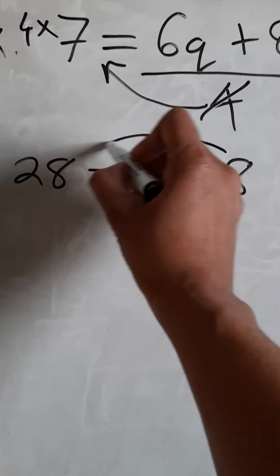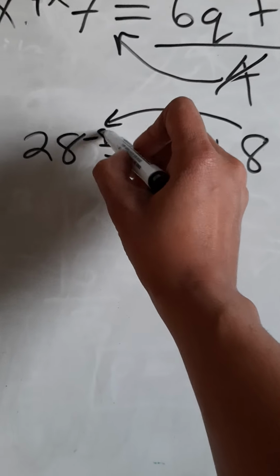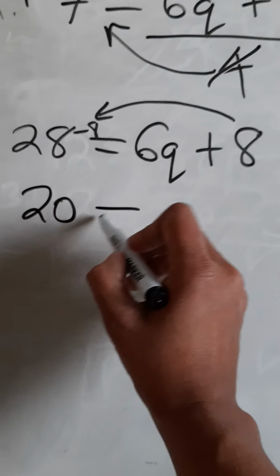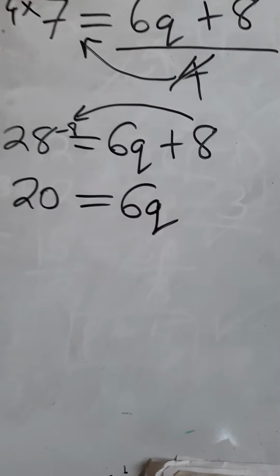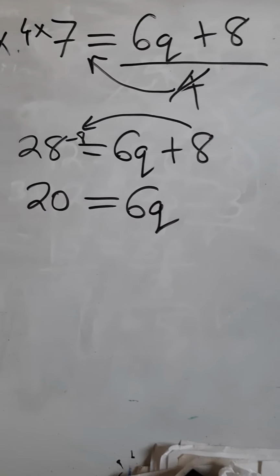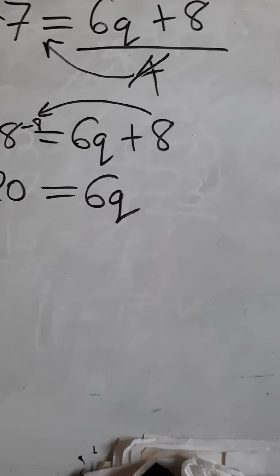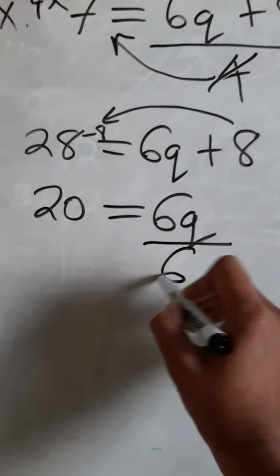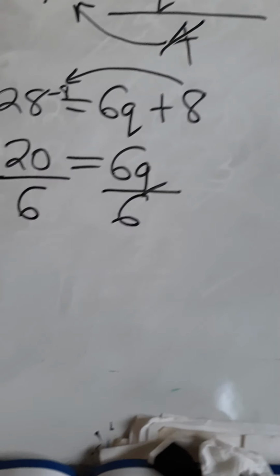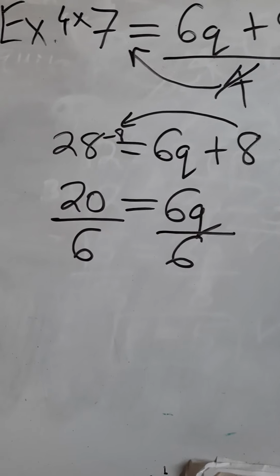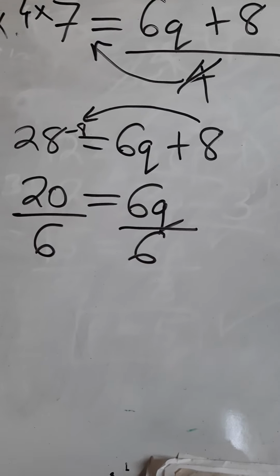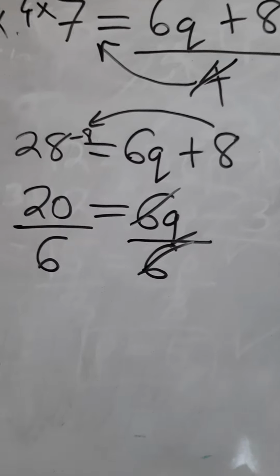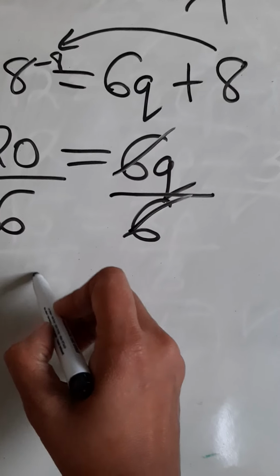Here I'm going to take the positive 8 to the other side and then subtract it. So 28 minus 8, which is equal to 20, equals 6q. So now you notice what we're going to do is just divide the two numbers here. I'm going to divide by 6 on both sides. So we are going to use the decimal here. If you do 20 divided by 6 on your calculator, let's cross it out, what we are getting here is 3.3 for q.